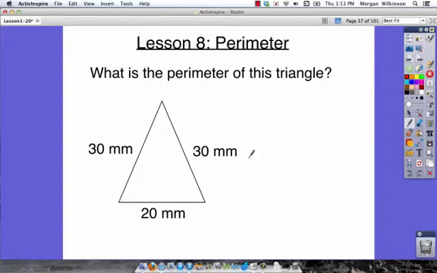Lesson 8 is all about perimeter. And the first question that we have is, what is the perimeter of this triangle? Now, perimeter means distance around the outside of a shape. So we're going to start from the top and we're going to go around the outside of this triangle.